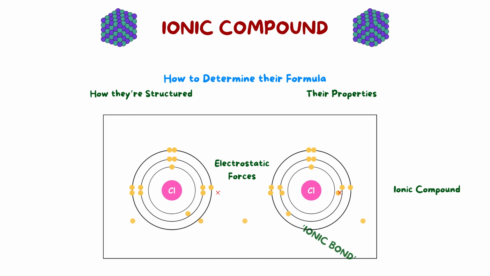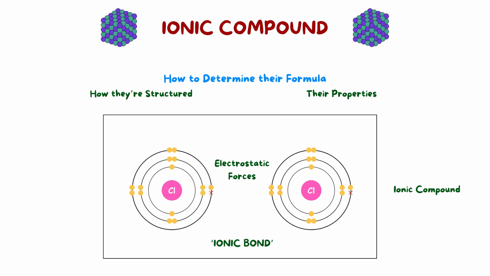In today's video, we are going to explore the topic of ionic compounds by focusing on how they are structured, what properties they possess, and how we can determine their chemical formulas. When we talk about ionic bonding, we are generally referring to a situation where a metal atom such as sodium donates or transfers one or more of its electrons to a nonmetal atom such as chlorine.